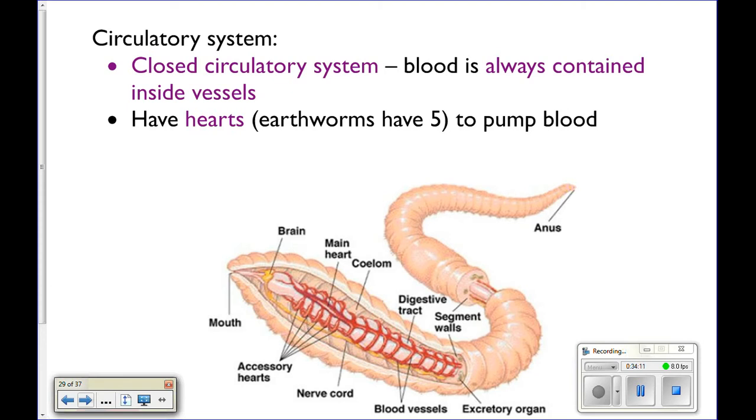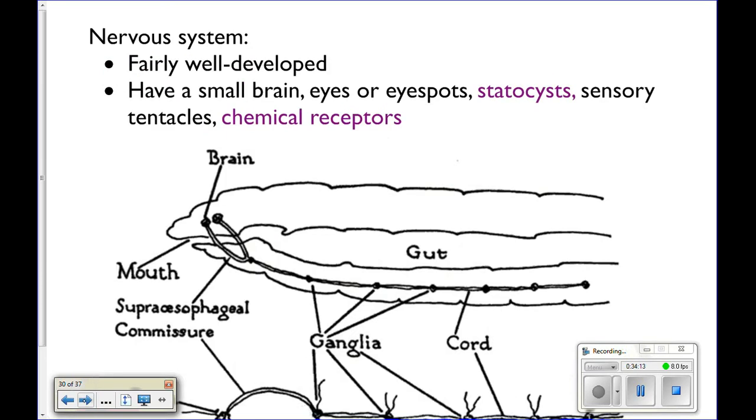They can have eye spots. They can also have statocysts in order to tell up from down. A lot of marine annelids will also have sensory tentacles, which are protrusions by the sides of their mouth that have chemical receptors on them to help them find prey. So they'll have tentacles around their mouth and chemical receptors to help find food. They do have a brain, and they also have a ventral nerve cord that runs down their belly.